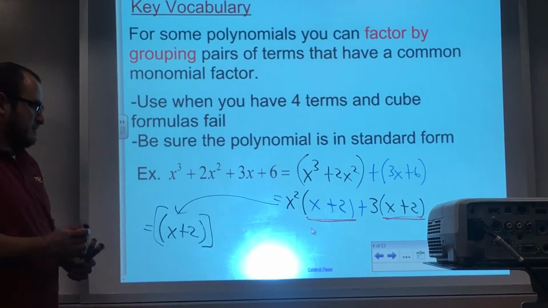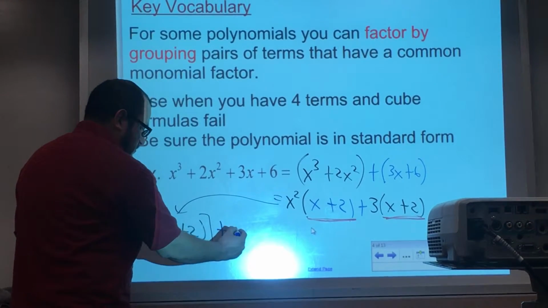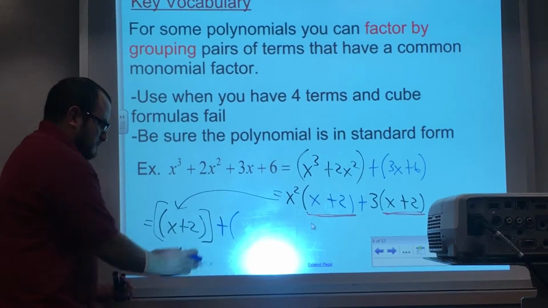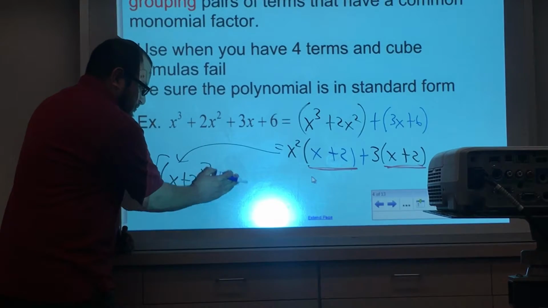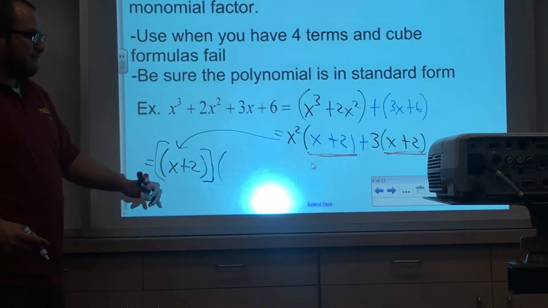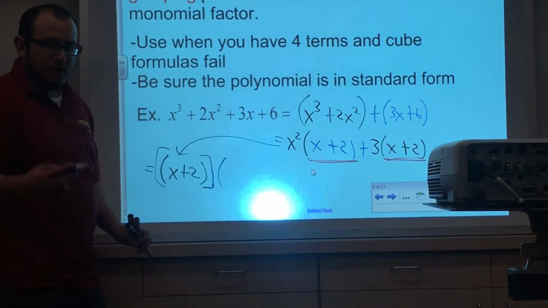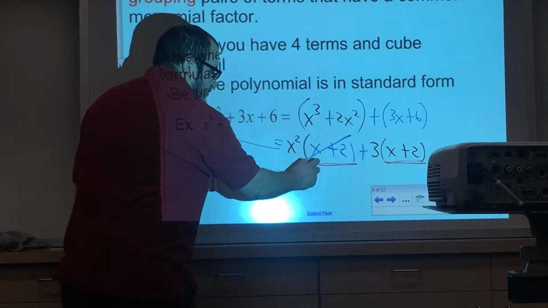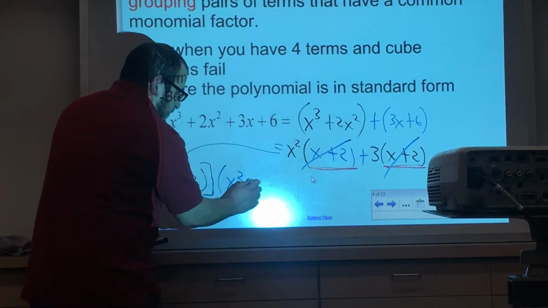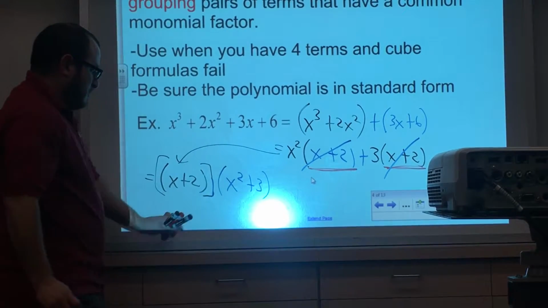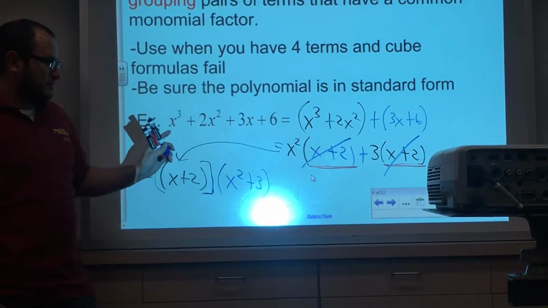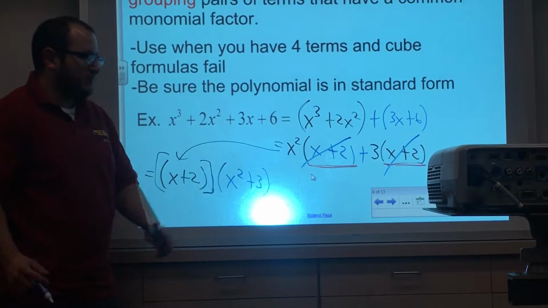So what am I left with? What are you left with? Well, if you take out an x plus 2, I'm going to go ahead and put a slash through it. I'm left with x squared, and I'm left with positive 3. The reason you don't have a plus is because you're actually taking it out. This plus right here in the middle is right here.